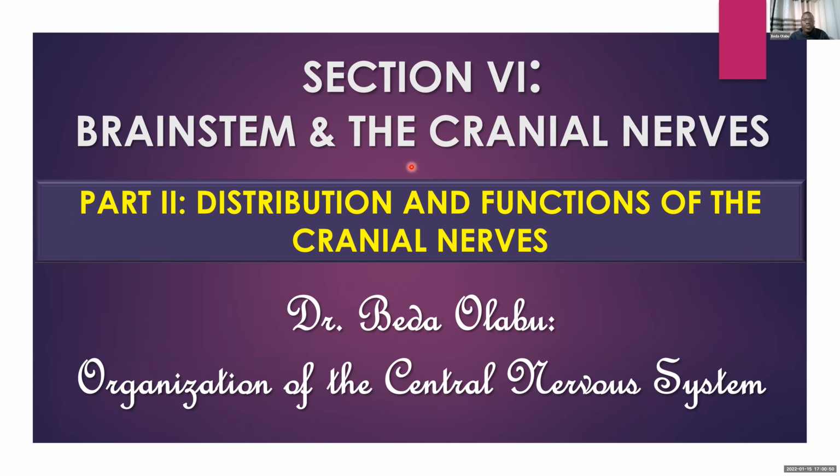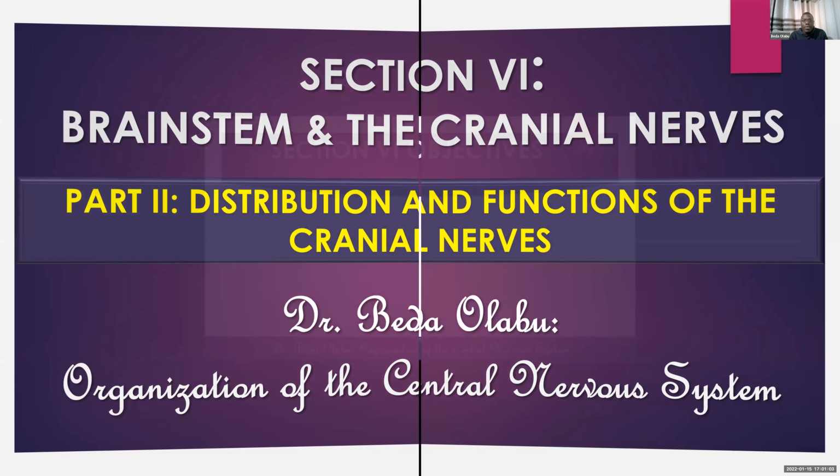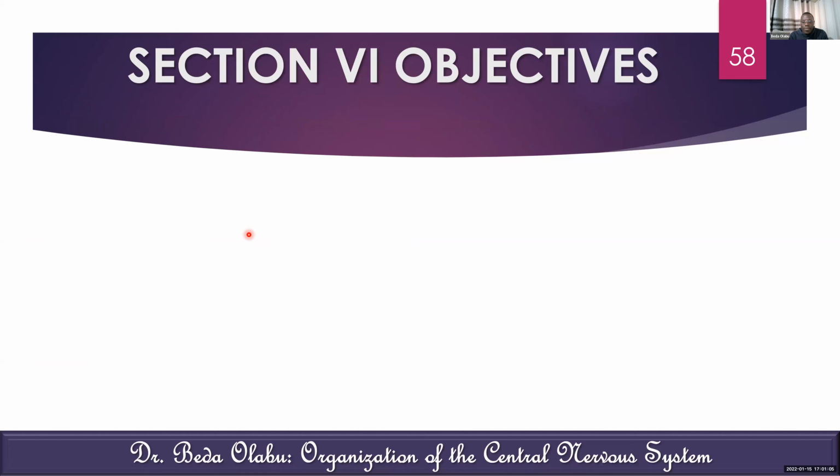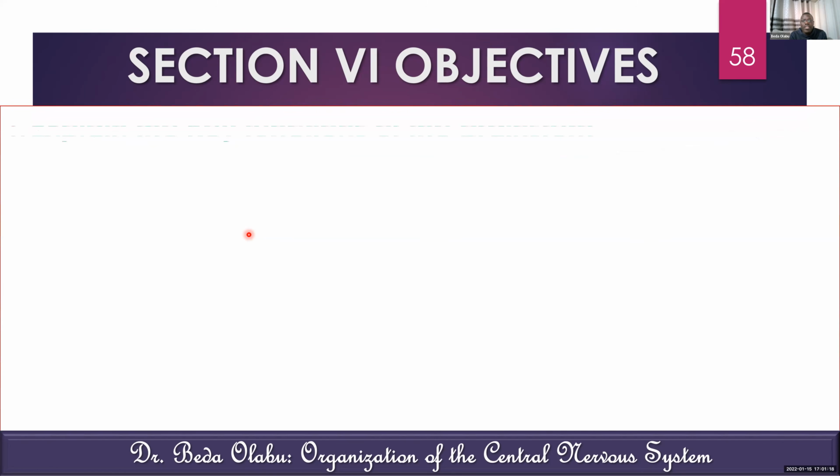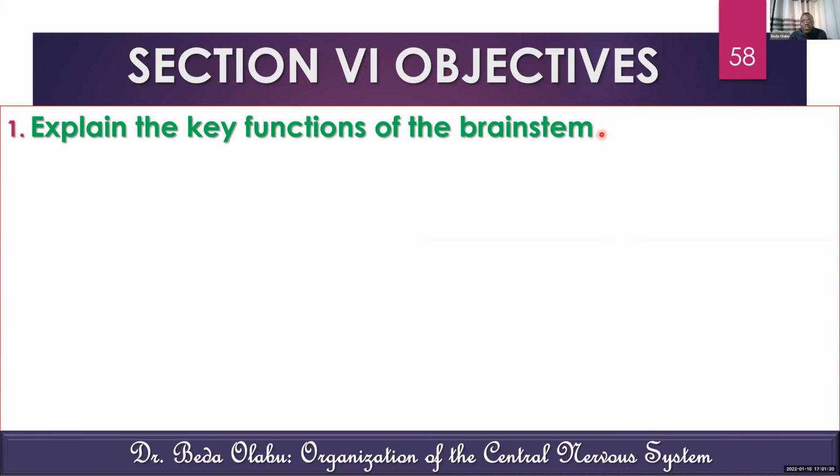Welcome once again to this second part of the lecture on brainstem and cranial nerves, where in this second part, we are now going to focus on the cranial nerves themselves. I believe that if you've listened to the first part of the lecture, you are aware that we looked at the characteristics, basically the morphology of the brainstem itself. And in particular, we focused on the following objectives.